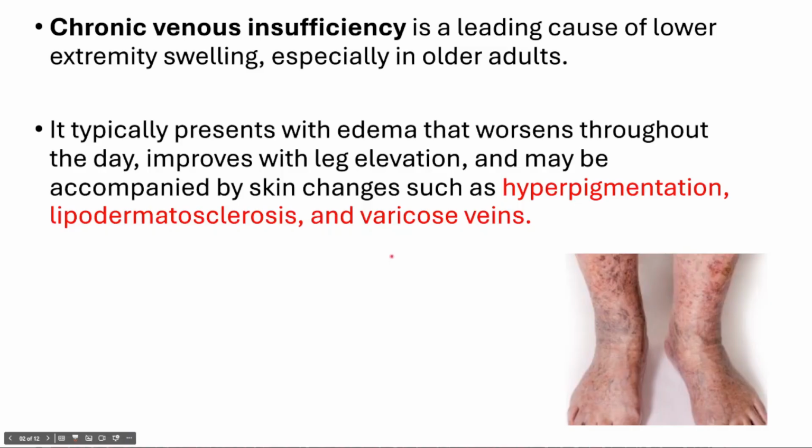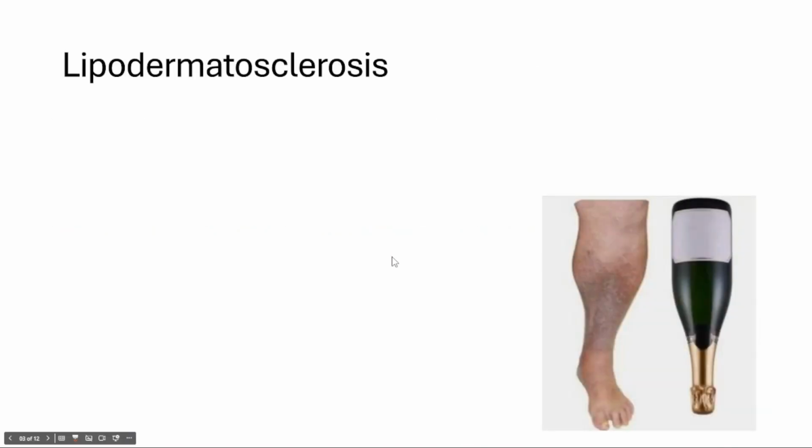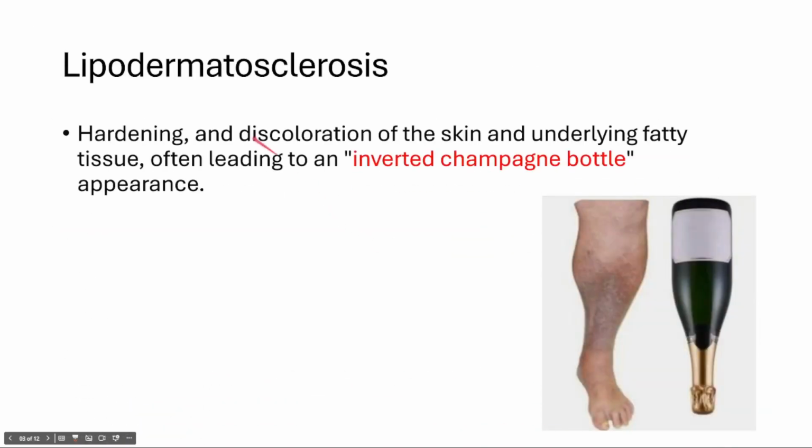and varicose veins. Here we have an example of lipodermatosclerosis. It refers to hardening and discoloration of the skin and underlying fatty tissue, often leading to an appearance called inverted champagne bottle. Here you have an example.